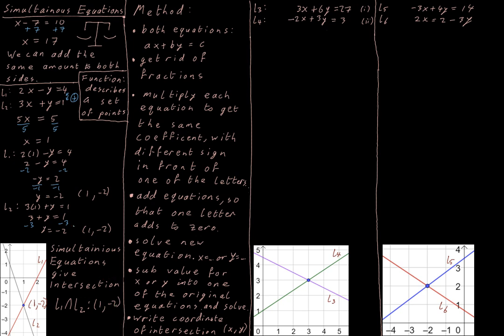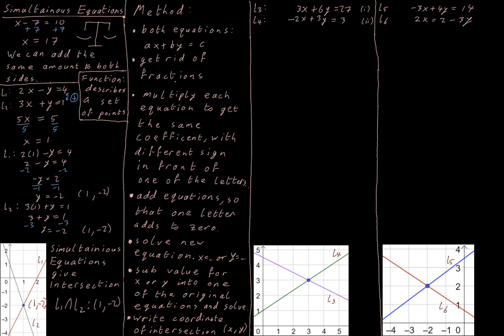So let's look at the steps that we will follow in general to get our intersection, to do our simultaneous equations. We want to write both equations in the form ax plus by equals c. Now this isn't terribly abstract. All it means is we write them in this form. We have the x and the y on the left-hand side, and the number, the constant, on the right-hand side. This just makes following the rest of the steps easier.